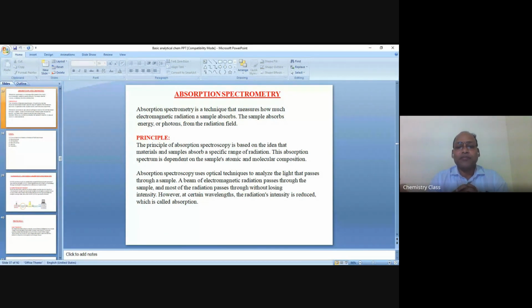This absorption spectrum is dependent on the sample's atomic and molecular composition. So how it happens depends upon the sample: what the sample is, what its atomic structure is, what its molecular composition is, for example whether it is carbon or nitrogen. Different components and constituent particles are associated with the sample, and on the basis of that, a particular amount of radiation can be absorbed. So it depends on the atomic structure as well as the composition of the molecules.